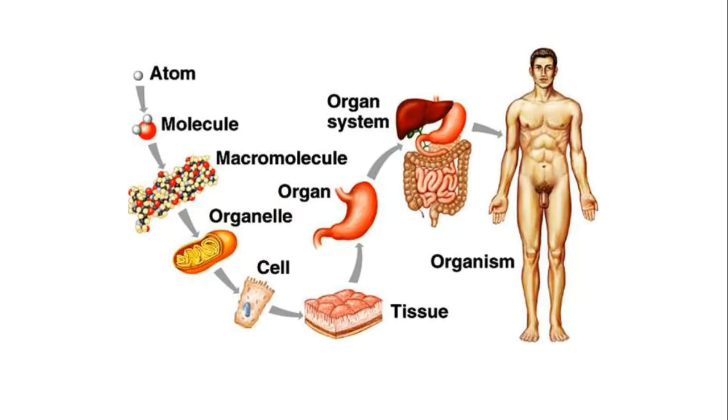Here we see another way to organize it. So we go from an atom to a molecule to a macromolecule, an organelle, a cell, a tissue, an organ, a system, and then an organism.